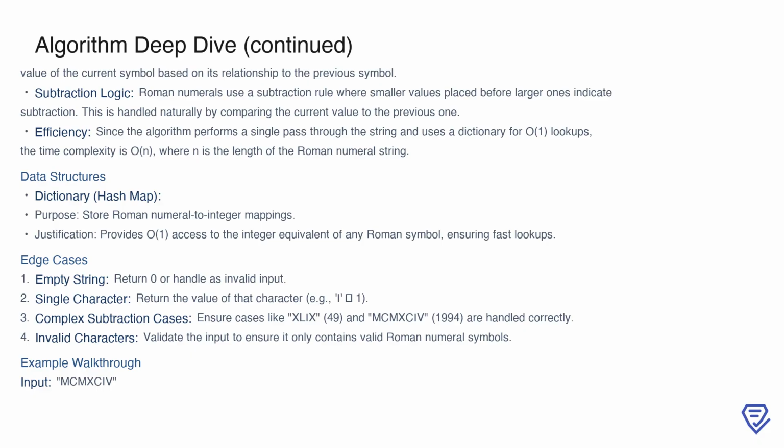The space complexity is O(1), because the dictionary size is fixed, containing mappings for only the 7 Roman numeral symbols, and no additional data structures are required.